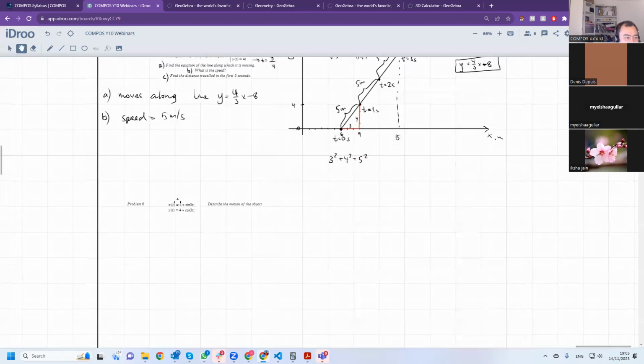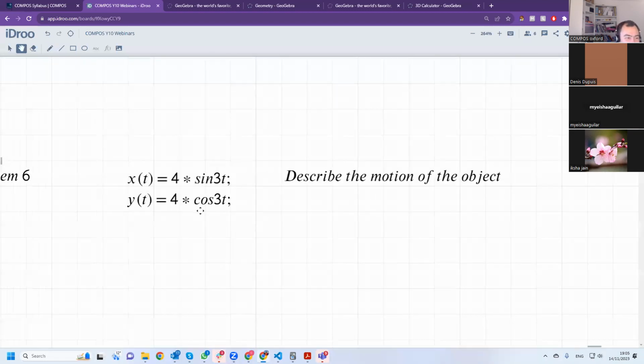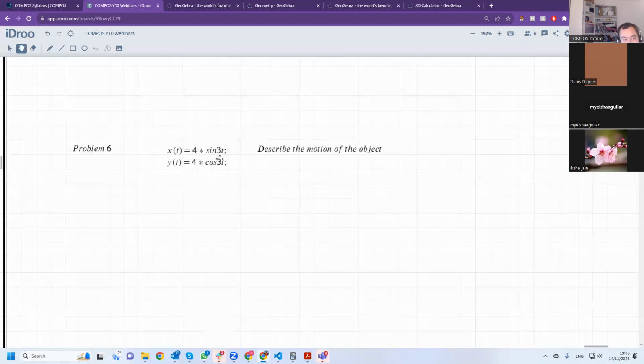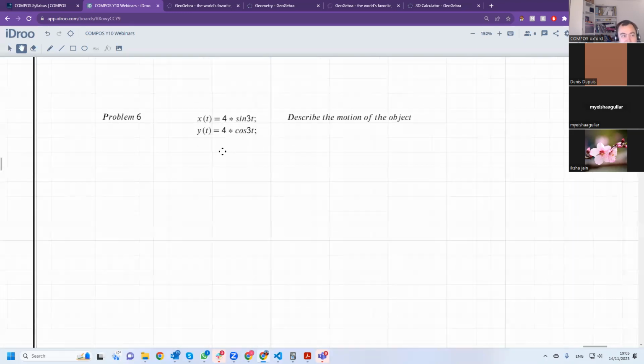Okay, problem 6. Describe the motion of the object. x is 4 multiplied by sine 3t, and y is 4 multiplied by cos 3t. Describe the motion of the object. Well, let's see.